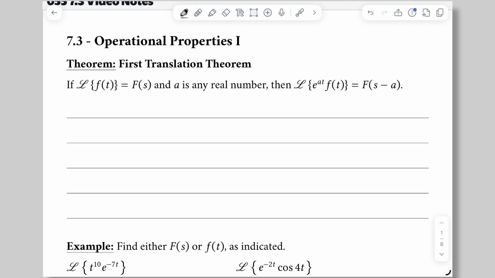We're going to start now to look at operational properties of the Laplace transform that add to its versatility as a tool for the work that we're doing with it. First, we're going to look at the first translation theorem, also known as the first shifting theorem.